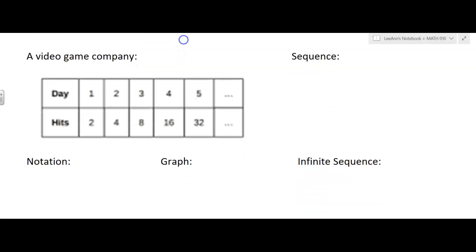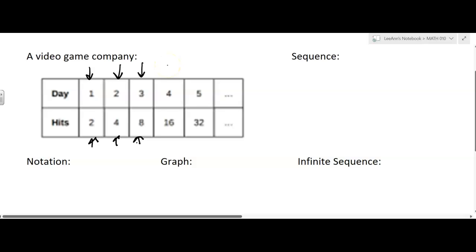So we're going to start out pretty simple with what a sequence is. So pretend a video game. They invent a video game and they discover that on the first day, day 1, they get 2 hits. And then on the second day, it doubles and they get 4 hits. And then on the third day, that doubles and they get 8 hits. And so we have this pattern.